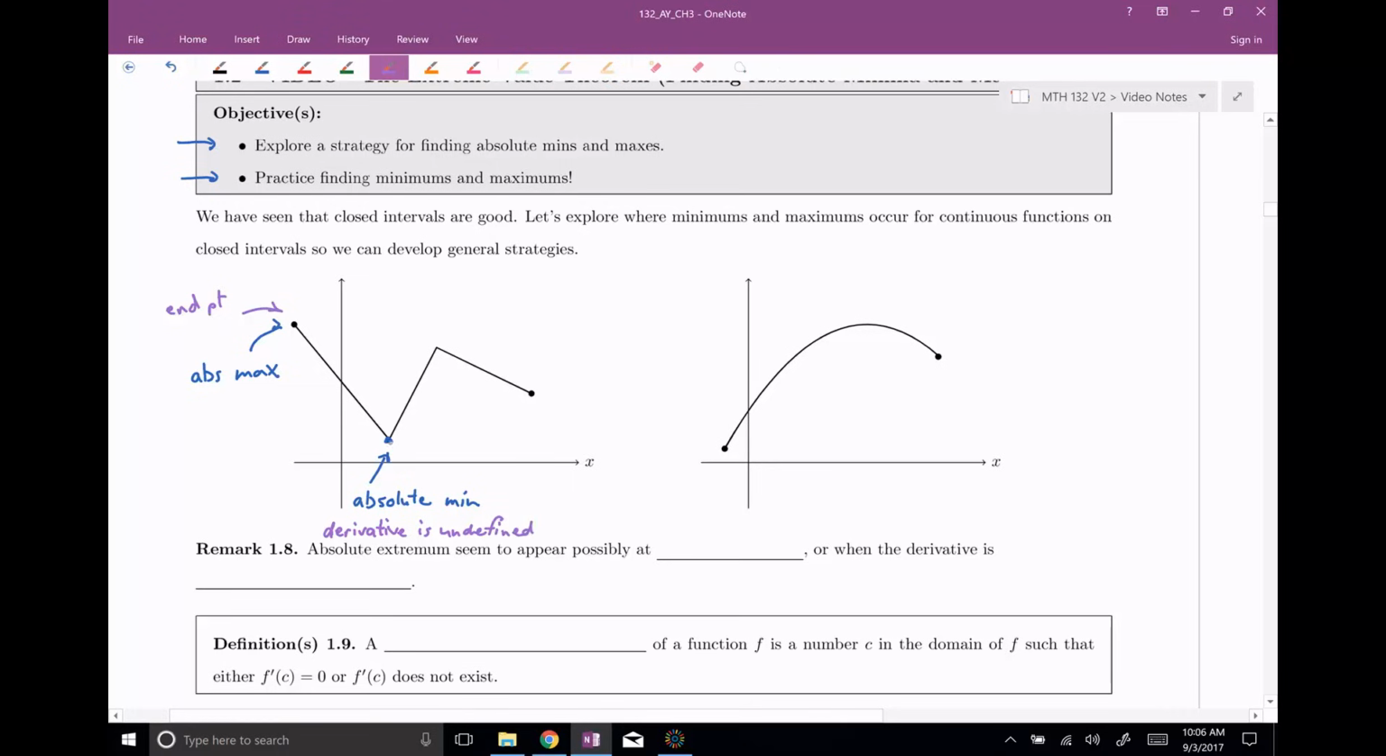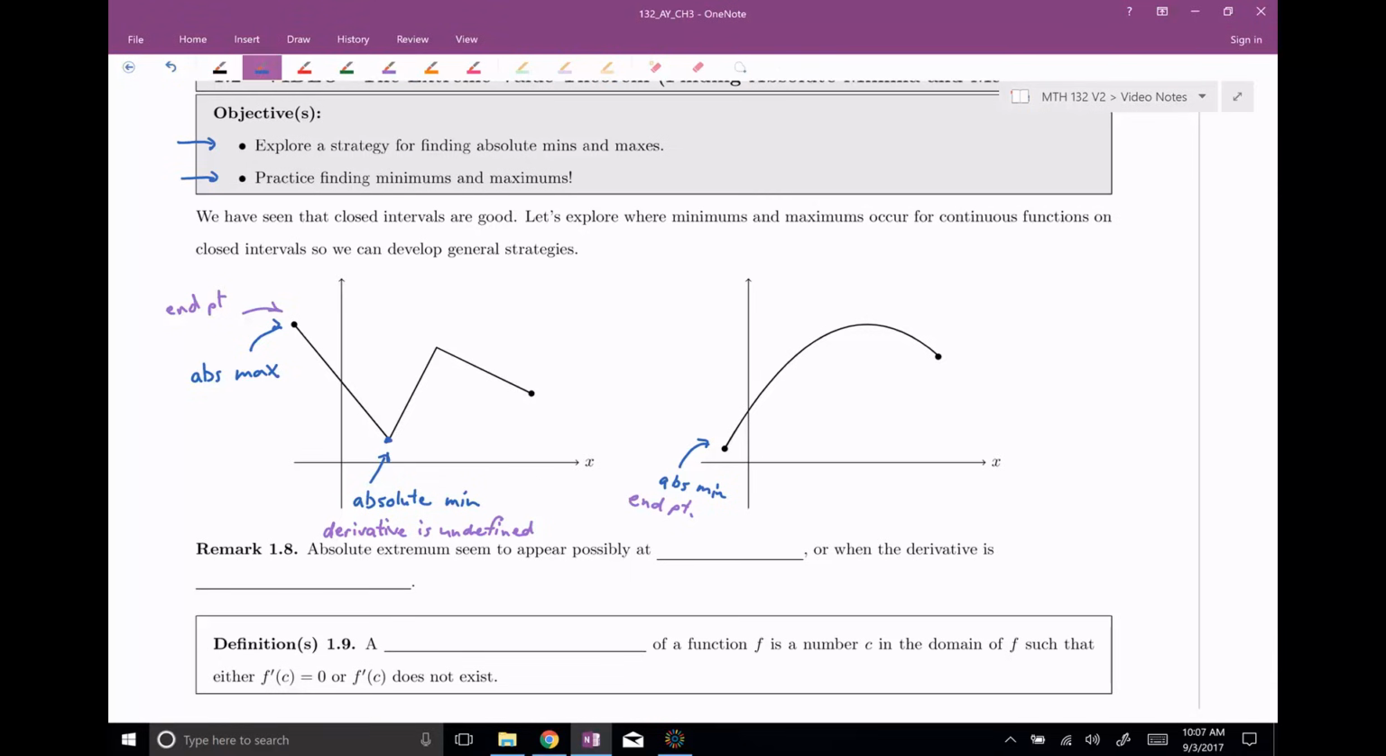So when a derivative is undefined, when you have one of these jagged edges, maybe that's where we can find absolute minimums or maximums, right? You could imagine if this one right here had been a little bit higher, for instance, that maybe this would have been the absolute maximum. Okay, and now let's go over here. We can see that the absolute minimum is again at an endpoint, abs min, and this is an endpoint. So again, endpoints seem to be important.